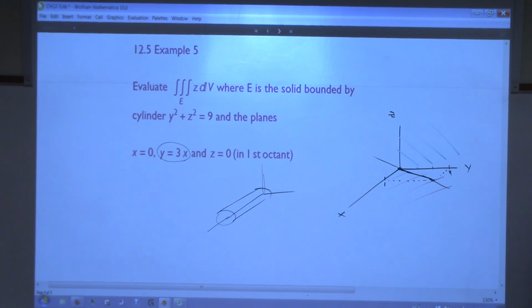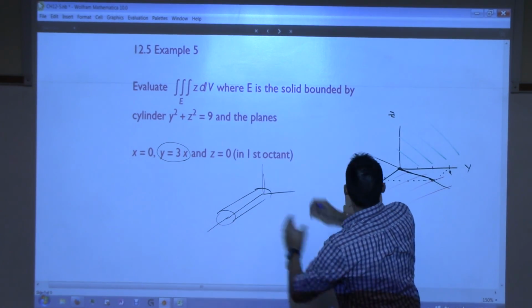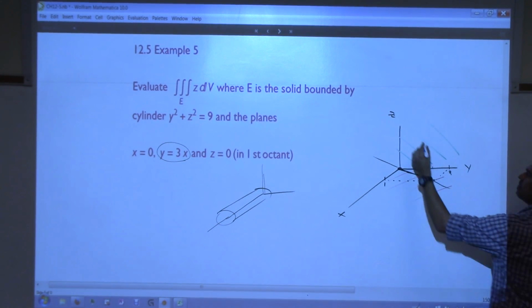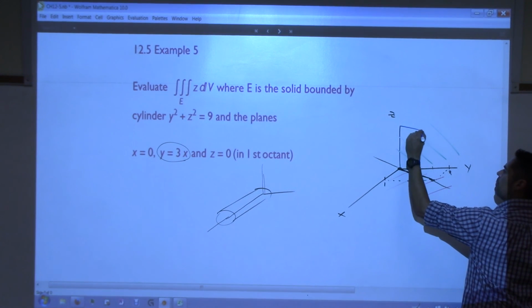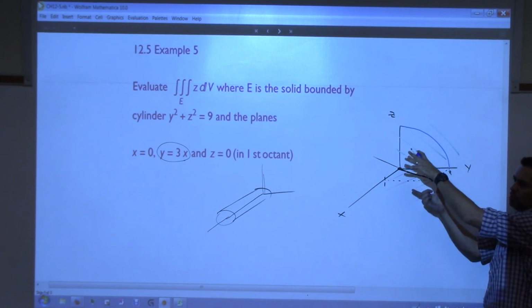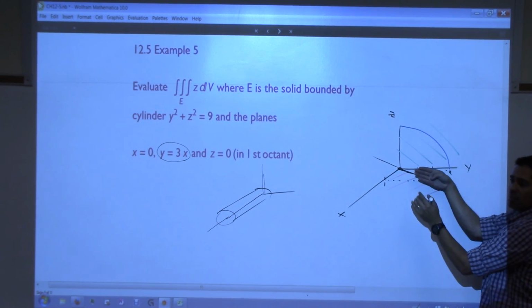Then I have my cylinder. Now my cylinder goes in both directions, but the back wall cuts it off, doesn't it? So if I'm looking at the back wall, it's this quarter circle, isn't it? And as it moves down through here, this plane cuts through it, doesn't it? This plane slices through the cylinder.